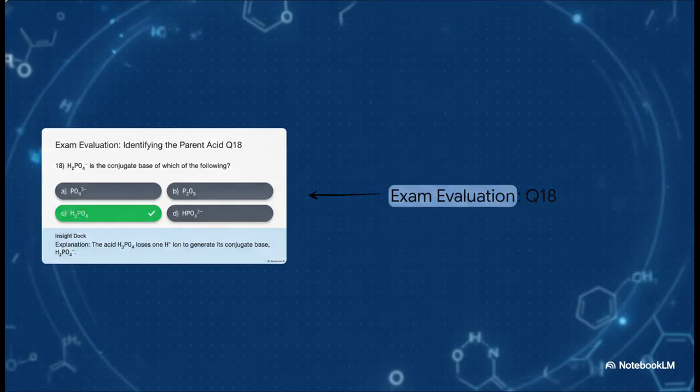And finally, question 18. H2PO4- is the conjugate base of which of the following? A. PO43-, B. P2O5, C. H3PO4, D. HPO42-. Option C is the correct answer.